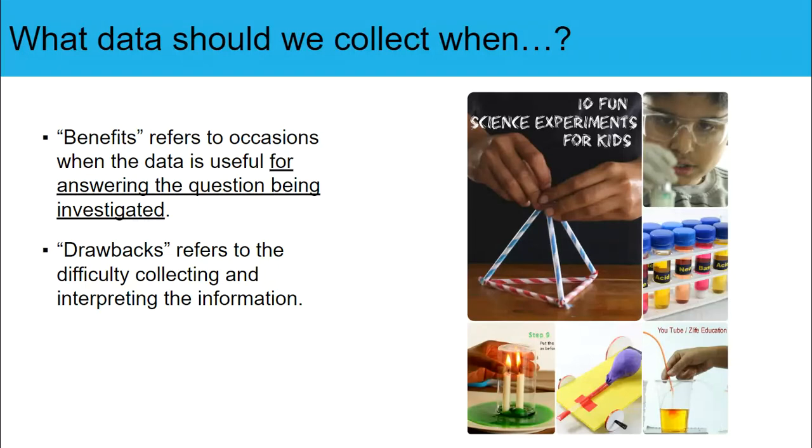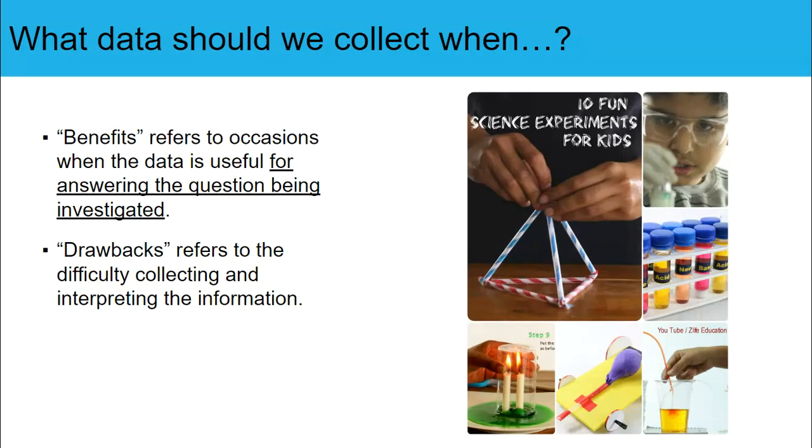Another bit that we need to look at in terms of observations is knowing what data we should collect when. And this is really important because when we look at the benefits and the drawbacks of each of the different data types, we'll see which ones are useful in different situations. So when we look at benefits, it refers to occasions when the data is useful for answering the question being investigated. And when we refer to drawback, it refers to difficulty collecting and interpreting the information.